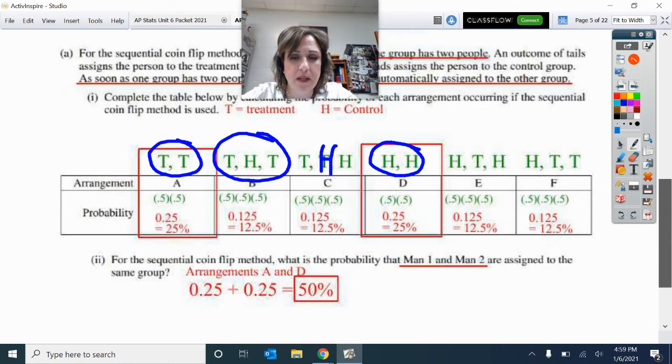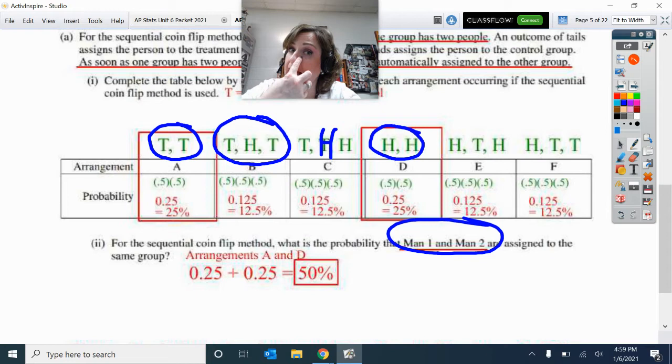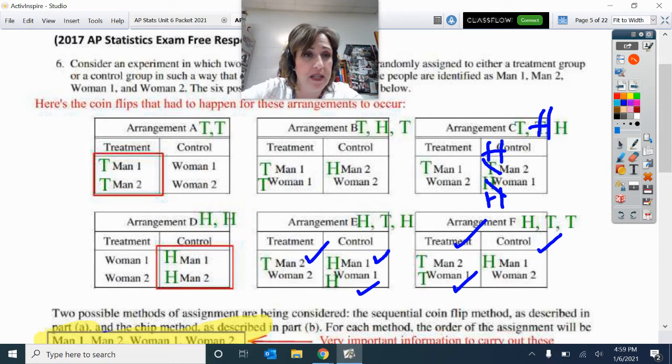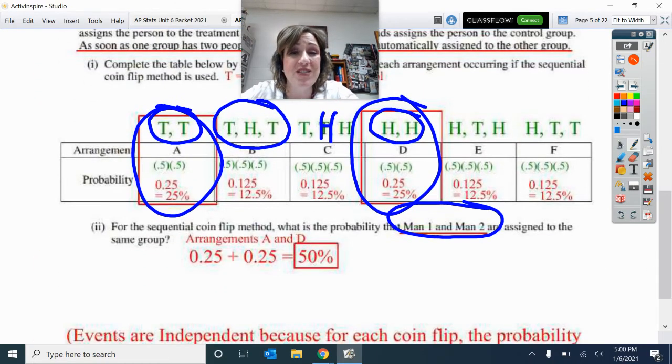Now the question is this. For the sequential coin flip method, what's the probability that man 1 and man 2 are assigned to the same group? So that's they both are in A or they both are in D. I can see up here that arrangement A had the men in the same group, and arrangement D had the men in the same group. So that means there's a 50% chance.